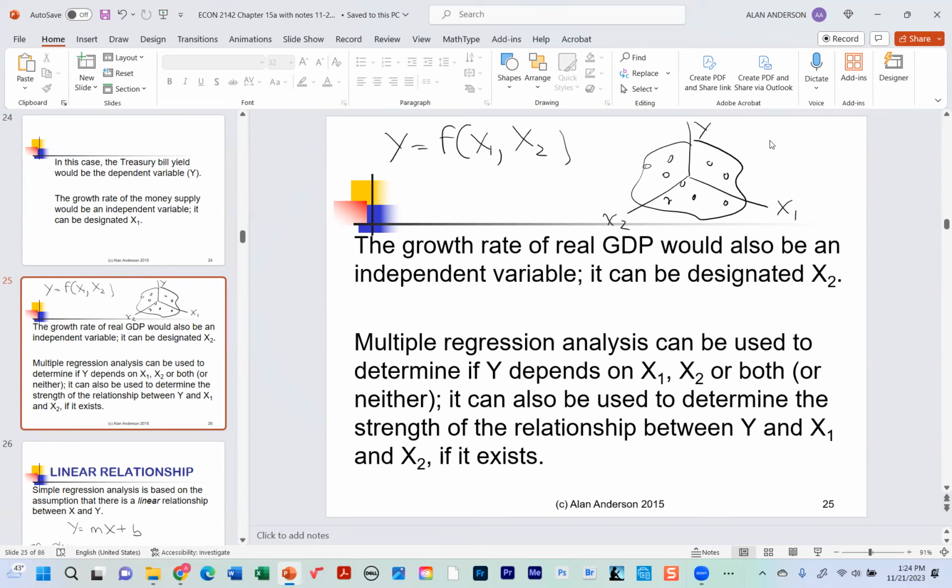You can see what I've done here. I've got three axes, Y, X1, and X2. And instead of having a straight line, you'd have a plane. But I did my best here. It's not terribly helpful to see that relationship. But graphically, that's how you would show the relationship between two independent variables and one dependent variable.